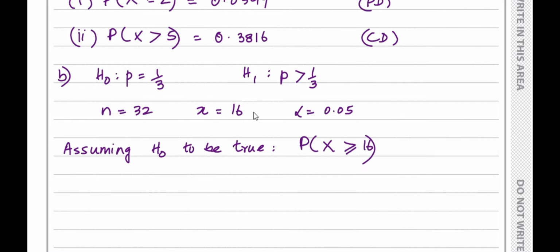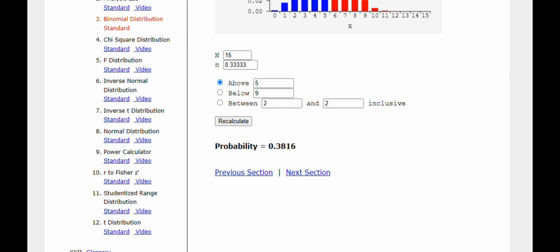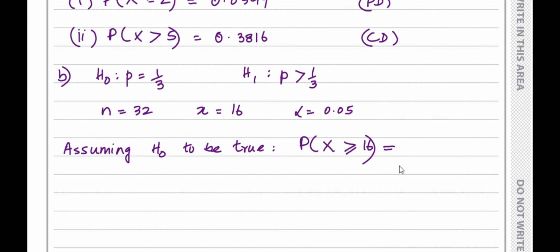Because he has won 16 times, we are now putting it to test whether that 16 is actually an outlier or it's part of the assumptions under the null hypothesis. That's what we are going to test. So we go back to the binomial calculator now. So number is going to be 32, but the probability is still going to be the same. And we are going to test whether it is above 15 because 16 is to be included. So we have a probability that it is 0.0376.